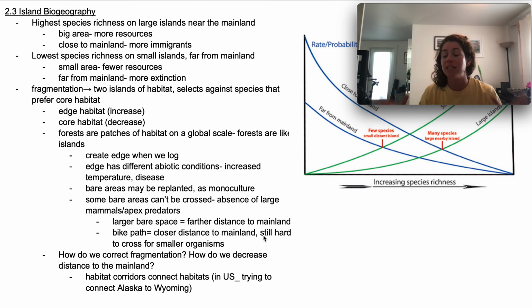So we can think about these conservation areas as our islands. So we want that conservation area to be bigger, and we want that conservation area to be close to another conservation area so that they can exchange individuals back and forth.